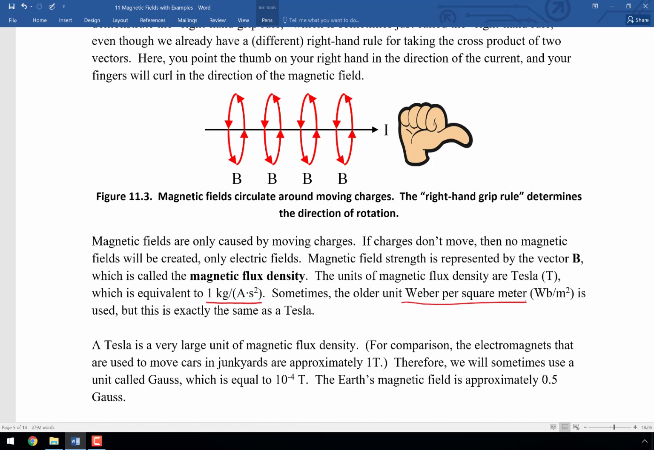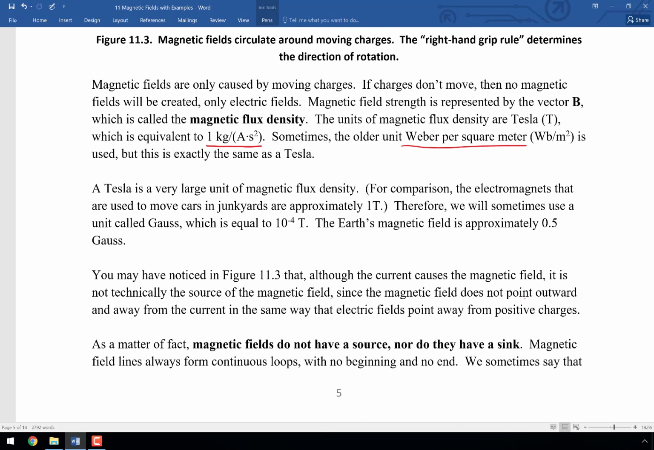A Tesla is a very large unit of magnetic flux density. Think about the fact that an amp is a pretty large amount of current because a coulomb is a pretty large amount of charge. So if you get a magnet that's delivering 1 Tesla, that is a very powerful magnet. For comparison, the electromagnets that they used to pick up cars at the junkyard are about 1 Tesla, and can pick up a car that weighs like 2,000 pounds. So that's a very powerful magnetic field.